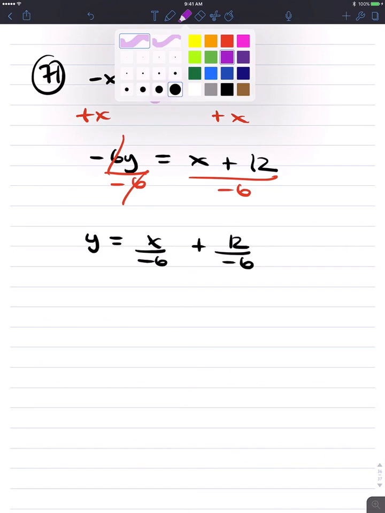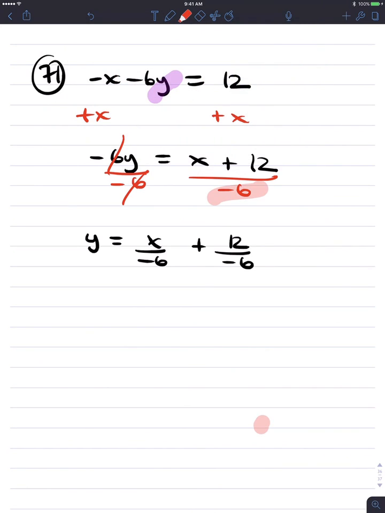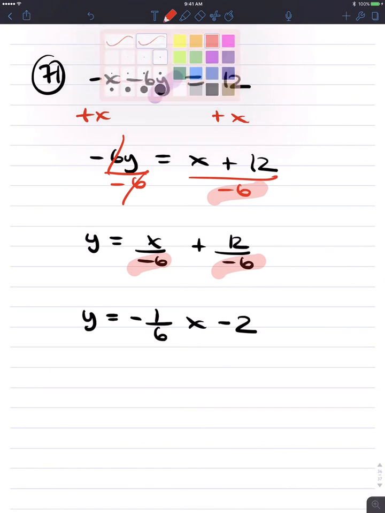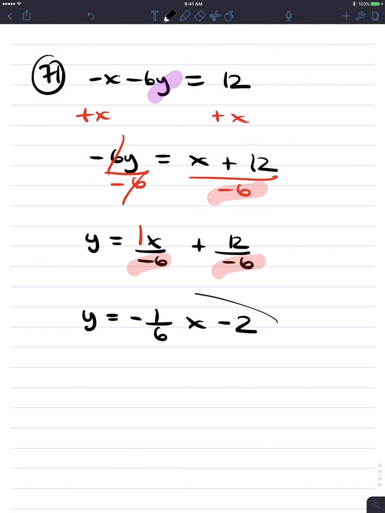Don't forget that the negative 6 is dividing both terms, so that we get y equals negative 1/6 x plus, well, we have a positive divided by a negative gives us a negative. And don't forget again, in front of this x there was a 1, which is why the fraction is negative 1/6 x. We're done.